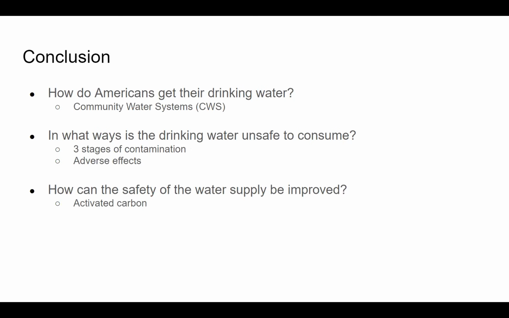Now, in conclusion, we covered the community water system, how it works, where the water comes from, what we do to it, and how it gets to us. In what ways are there problems? There are problems potentially at each stage, though they could be different in your community. We discussed some of the effects of them and the safety of the water supply. How could it be improved? We got to mention activated carbon there, and there's a little more research to be done on that. But there are definitely solutions on the horizon.